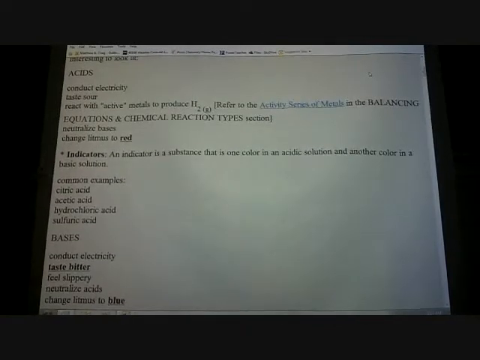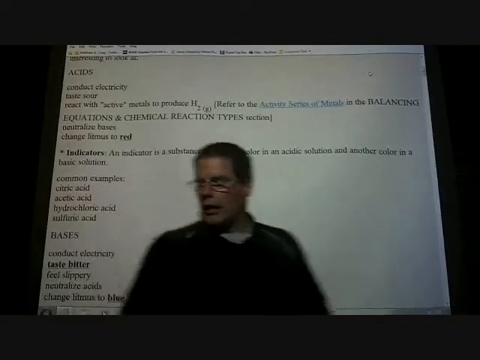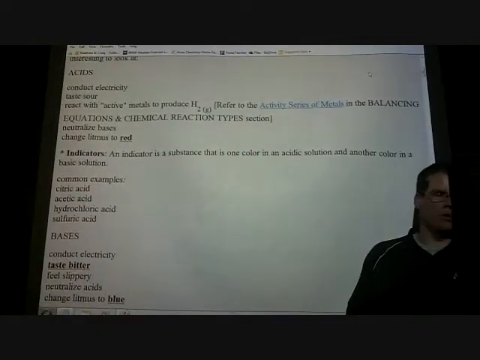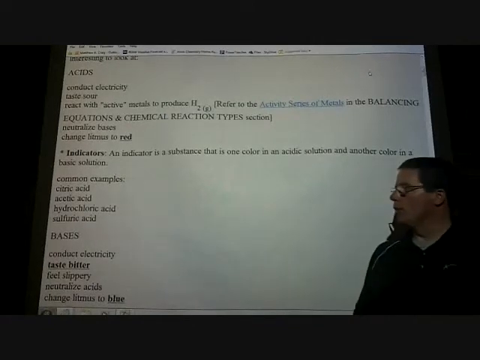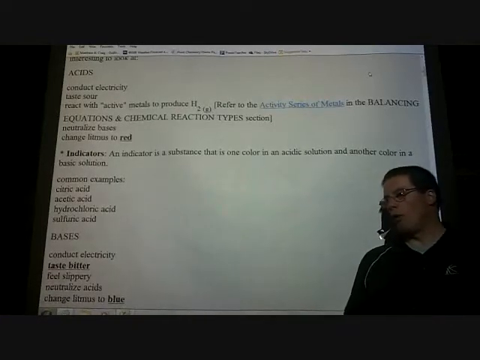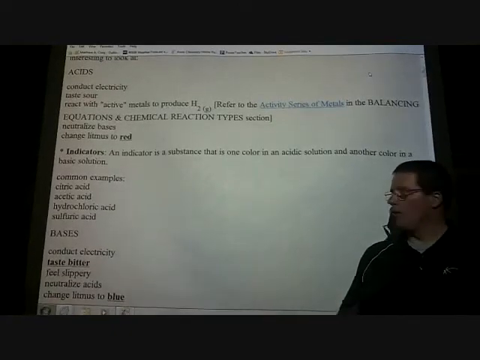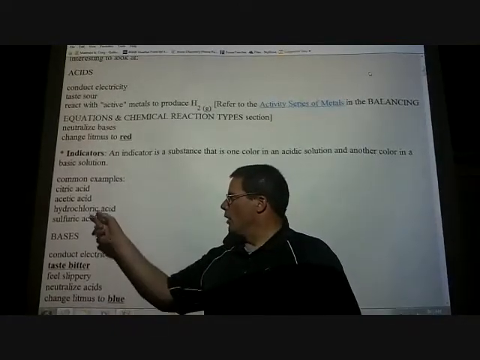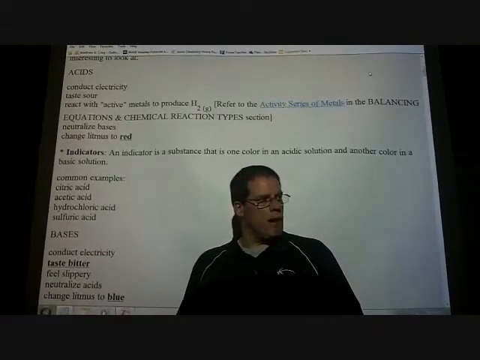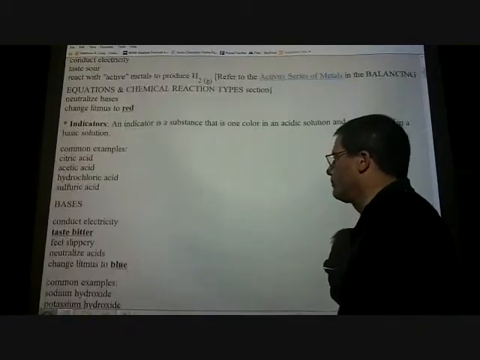Here are some common examples of acids on the left. Citric acid is probably the one that we're most familiar with, at least by the common name, and that's in your citrus fruit, like oranges, grapefruit, some of your candy that is really sour. Acetic acid, a lot of you may not know what acetic acid is, but you use it quite a bit. It's vinegar. Acetic acid is in your salad dressing and a lot of other things that we use. Some really common acids that you may have heard about: hydrochloric acid, sulfuric acid. So those are just some examples.